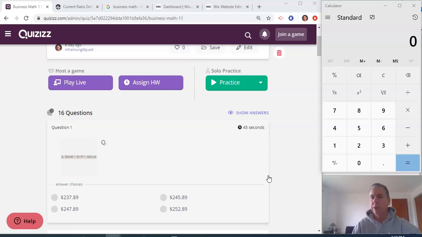Try to avoid memorizing answers. When it comes time for the test, the numbers will be different, so you really want to practice this skill.